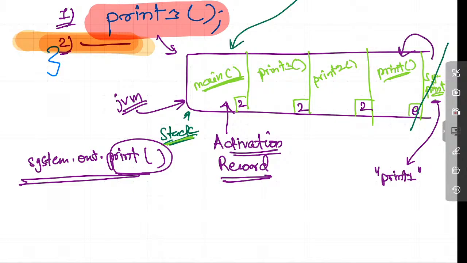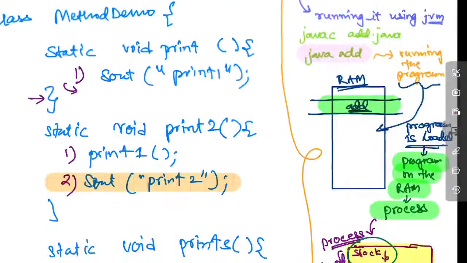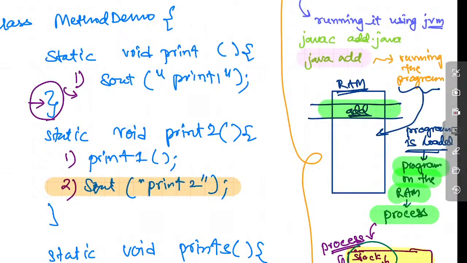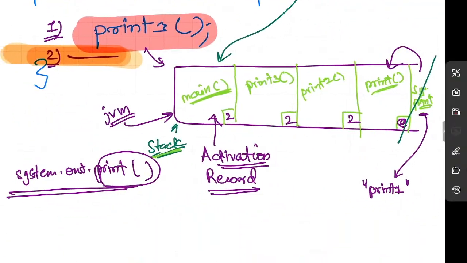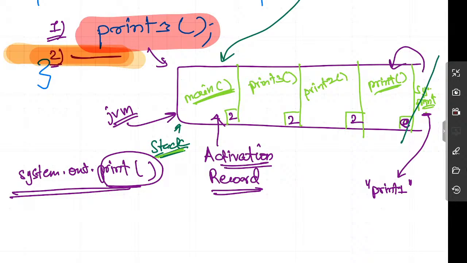In this, where do you have to go? To the end. Where is this end? This part is the end, right? What will happen? Once you reach an end, you will again pop. Once you pop, you will go to this place. In this activation record, you have to get back at line number 2.